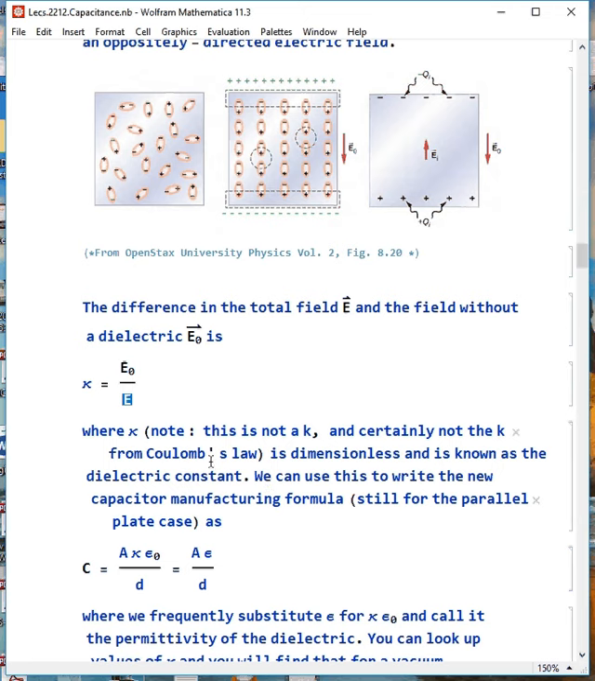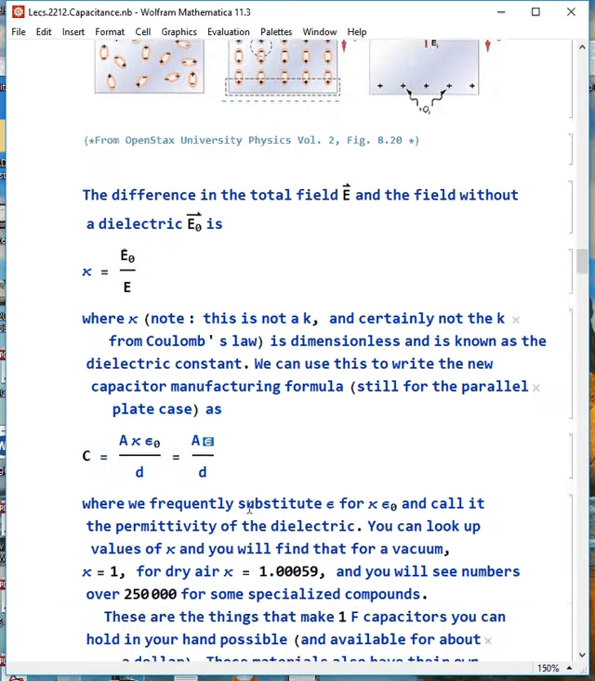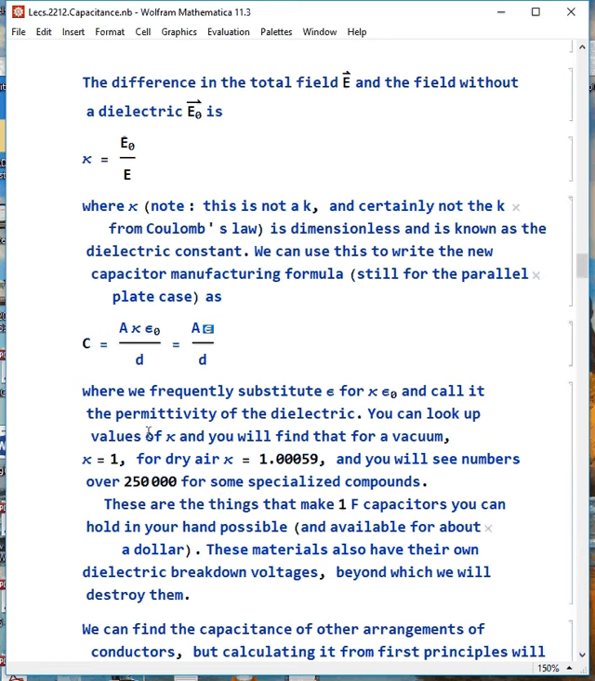We can use this to write a new capacitor manufacturing formula as A kappa epsilon naught over D. And we could also write this kappa epsilon naught as just epsilon, where this is a material-dependent permittivity rather than permittivity of free space. If we use this, we need to know values of kappa for various materials, and for a vacuum, kappa is 1. For dry air, it's very, very close to that. It's 1.0006, and you'll see numbers over 250,000 for some specialized compounds.